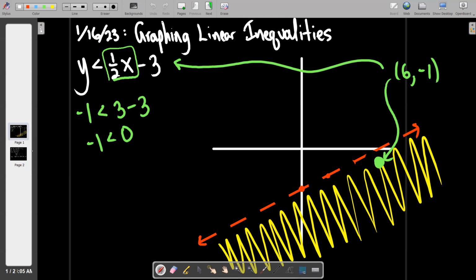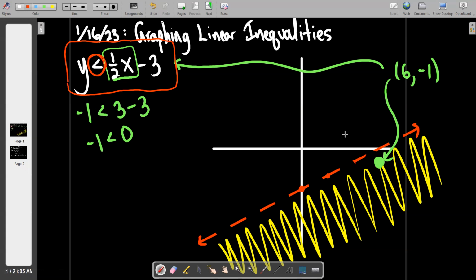Basically, this problem up here in this red box says I want all the y's that are less than the line. And so all lines have an above side and a below side. And if it says less than, you shade below. If it says greater than, you shade above, provided that you've done a good job of getting y by itself, of course.